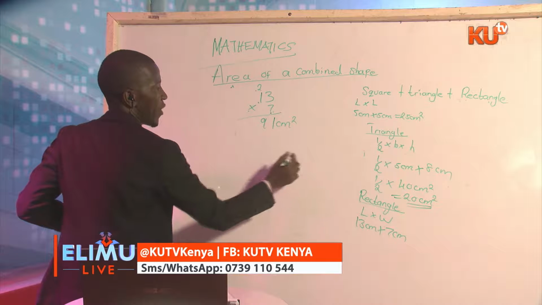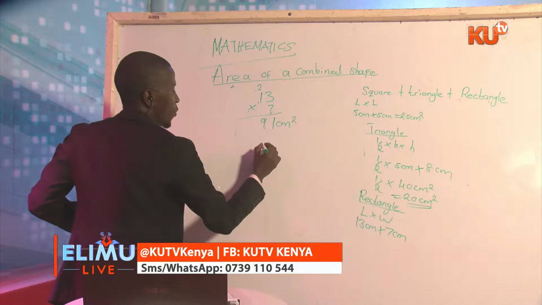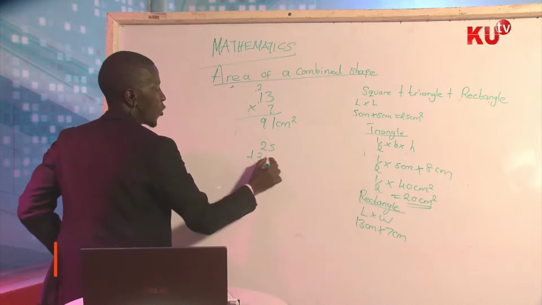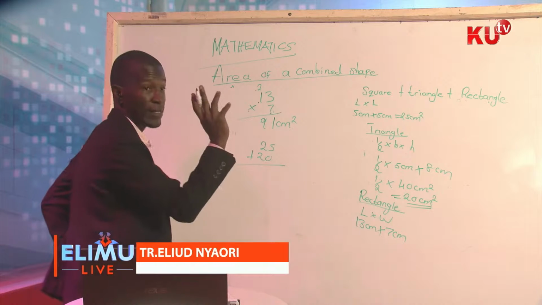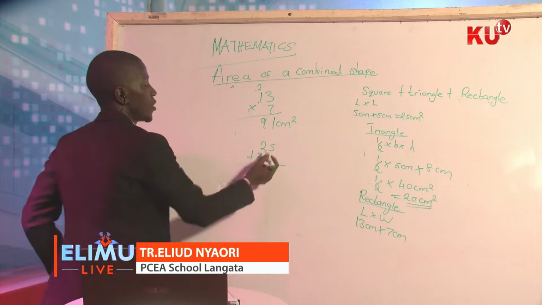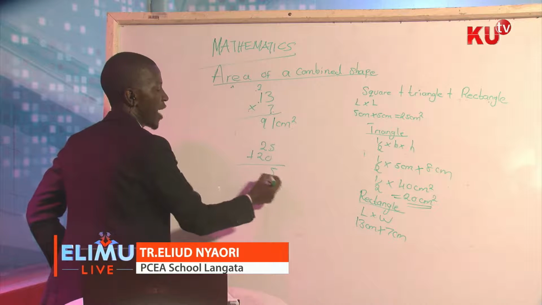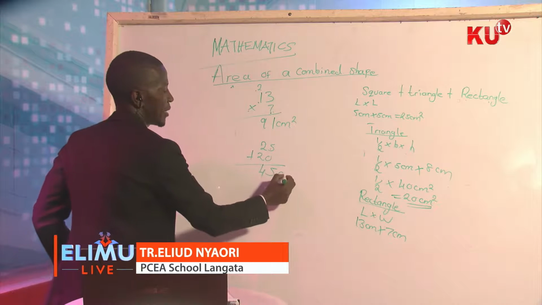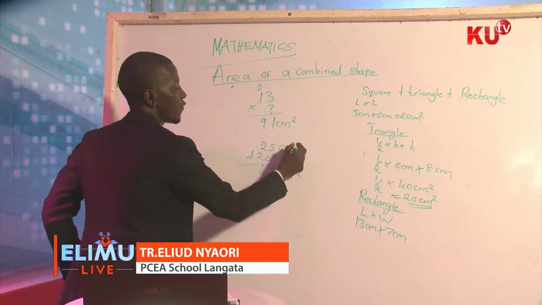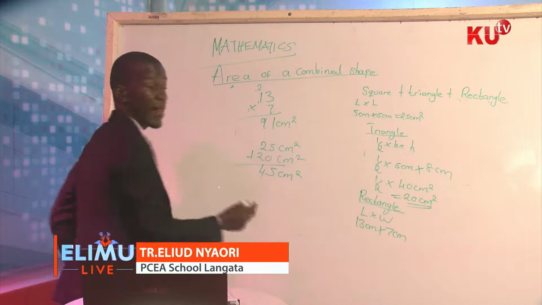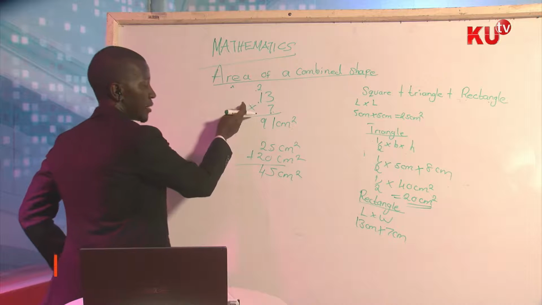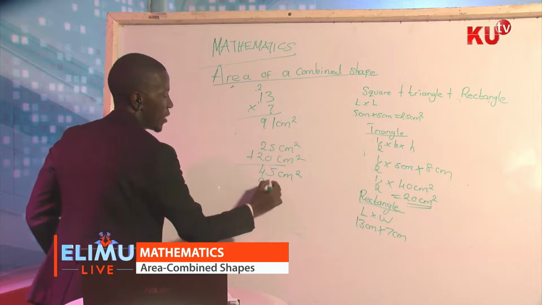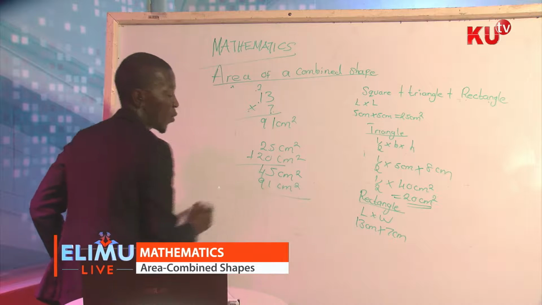So I'll add the area of the square, which is 25, plus the area of the triangle, which is 20. I'll add the 2 first to avoid confusion. So 5 plus 0 is 5. 2 plus 2 is equal to 4. This, remember, it is centimeters squared. Don't forget the units. Then the area of the rectangle, which is 91 centimeters squared. So I'll add 91 centimeters squared.